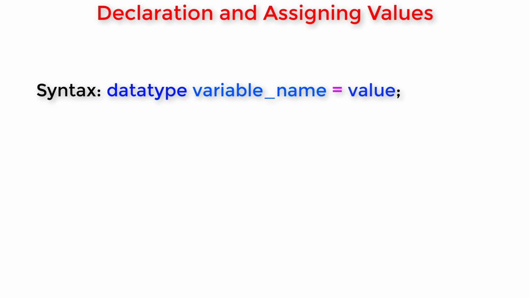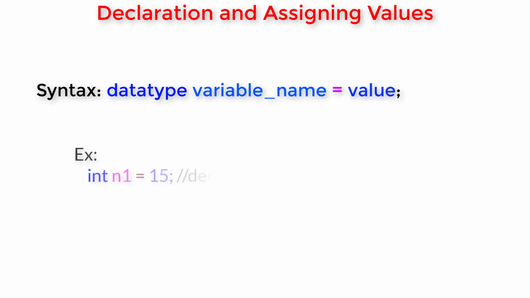If you want to assign some value to the variable, write an equals operator after the name of the variable and then write the value of that particular data type. Here equals acts as an assignment operator. It assigns the right side value to the variable on the left side. We will discuss this equals operator in detail in the operators topic.